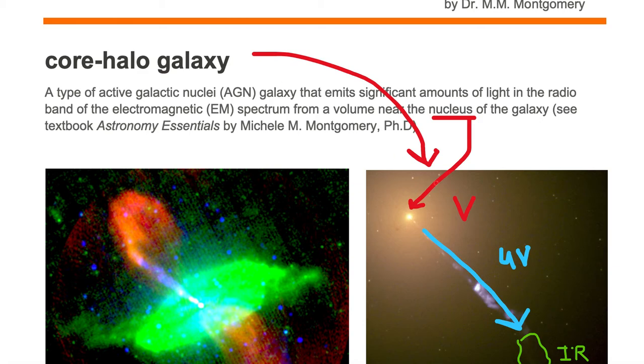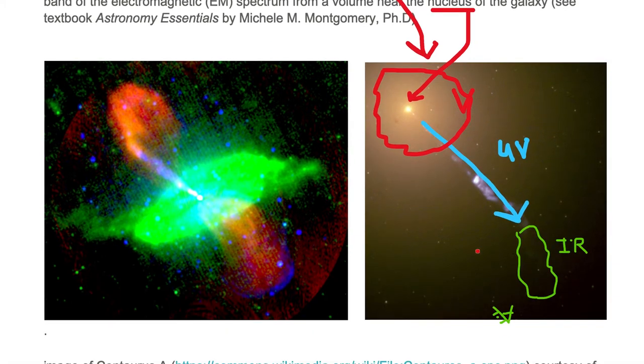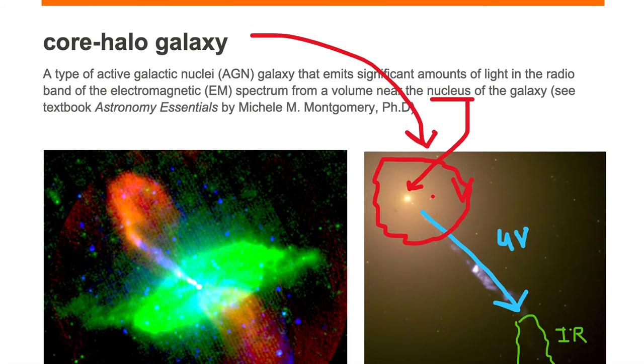We have a lot of radio light that's coming from a region that we think is around this core, hence the name core halo galaxy. The region around the center is the core. All this other region outside of it is the halo, but we see a lot of radio light coming from what we think is around the core or the nucleus of the galaxy.